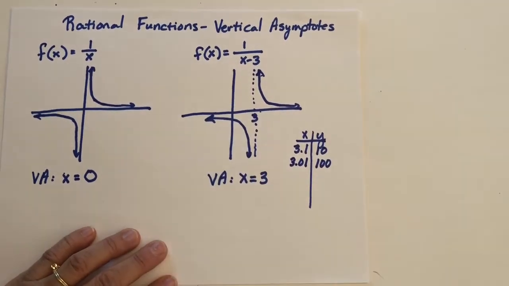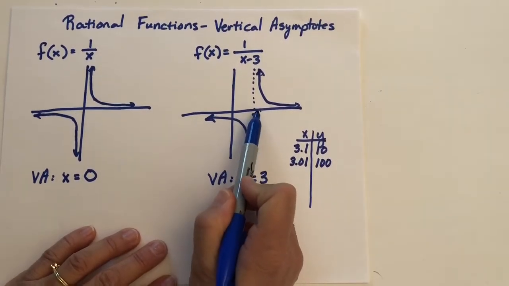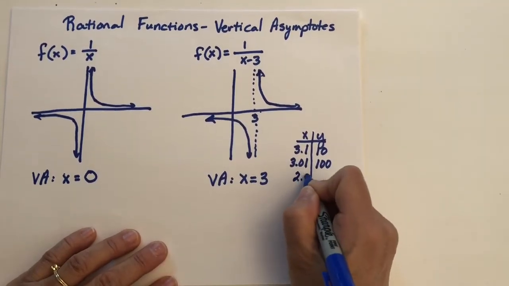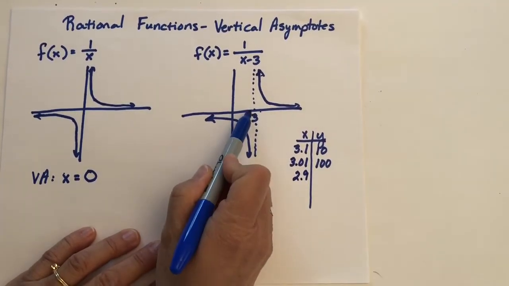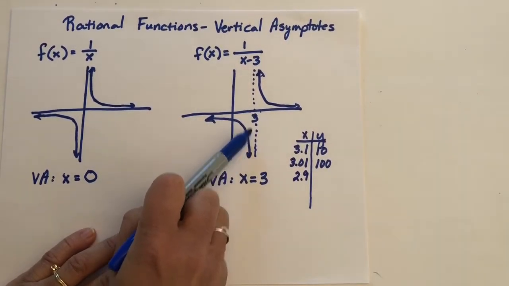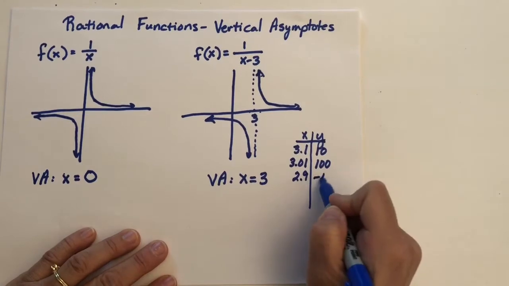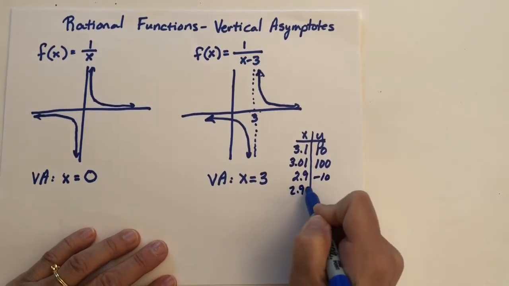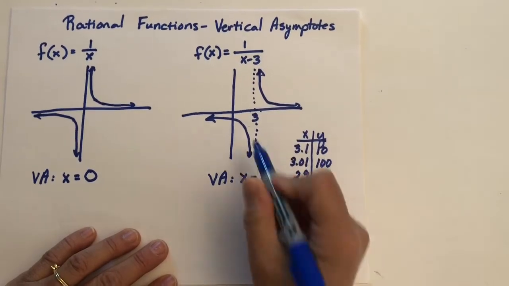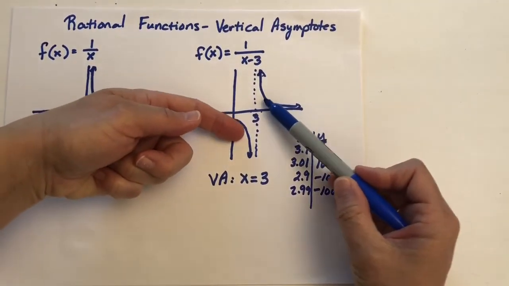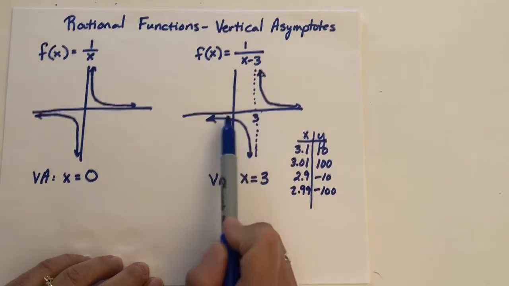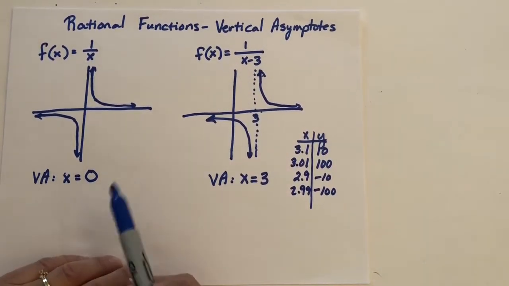Similarly, to the left of 3, if you put in 2.9 and did the same kind of calculation, you would end up with negative 10. At 2.99, you'll find that you'd get negative 100. So the graph is heading off and approaching this line from both the right and from the left. Let's keep going.